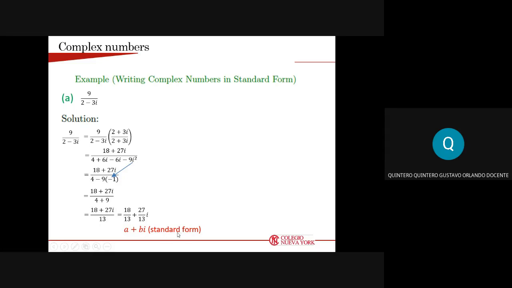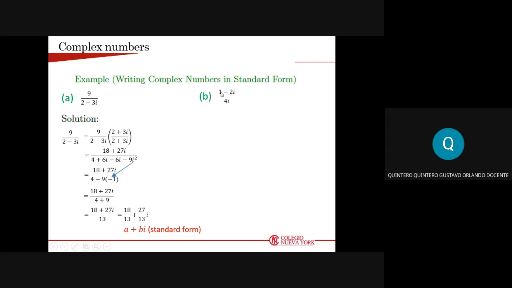In the future, guys, whenever we do these divisions, you are not going to find the instruction to divide. No, you are going to find: write this number in standard form. That is what the statement will say. But you now know how you can do it. You just have to divide and then split the result. That's it. Let's go with another example.